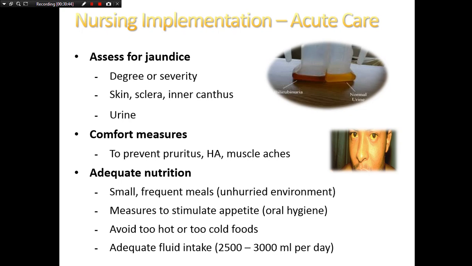Again, making sure these patients have adequate nutrition, adequate fluid intake as long as it's appropriate. Since they have problems with anorexia, not really wanting to eat, and weight loss, we need to make sure that they're getting small, frequent meals, that they're in a pleasing environment where they're eating and we're not rushing them. We need to make sure that we do things to stimulate their appetite, good oral hygiene, maybe offering foods that they like, making sure the foods aren't too hot or too cold.